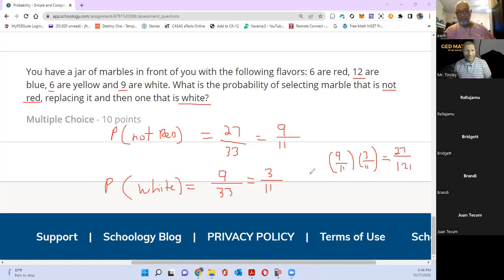121. That means the probability of picking a marble that's not red and then putting your hand in again and grabbing a white is only 27 out of 121. But what did I say? You should know the fraction, decimal, percent equivalent. So how do I change 27 out of 121 to a decimal?